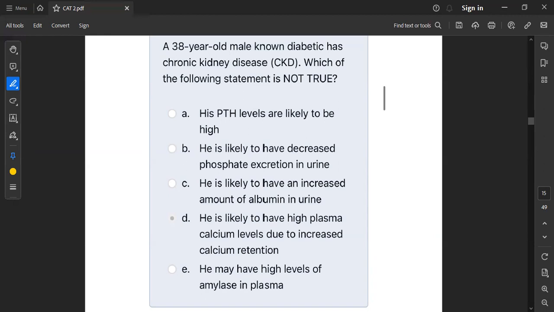A 38-year-old male non-diabetic has chronic kidney disease. Which of the following statements is not true? Maybe we can try to give the correct response. Any responses? Maybe I'll give you a minute to read through the choices.